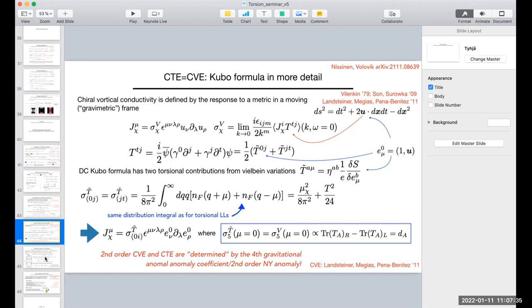So therefore, I don't think that they are the same, in the sense that this vortical effect is in the time-like part of the metric. And then if you take the torsional anomaly, there's also the spatial contribution. And as far as I know, this is a velocity, so this cannot be directly just transferred to the other cases.